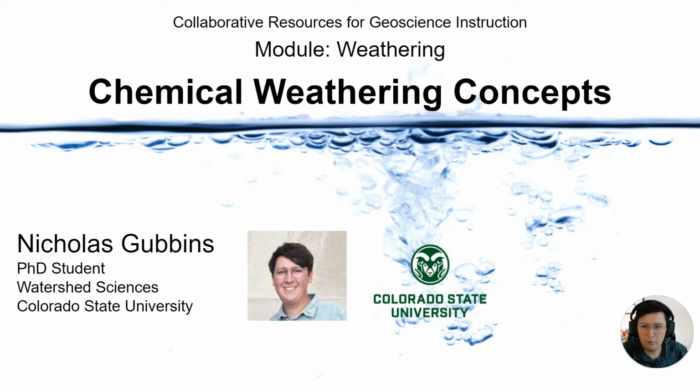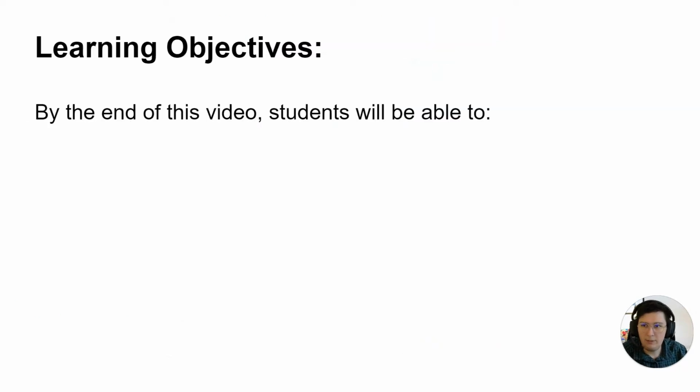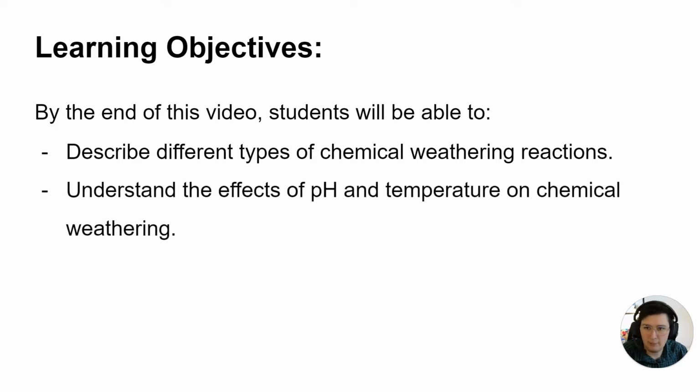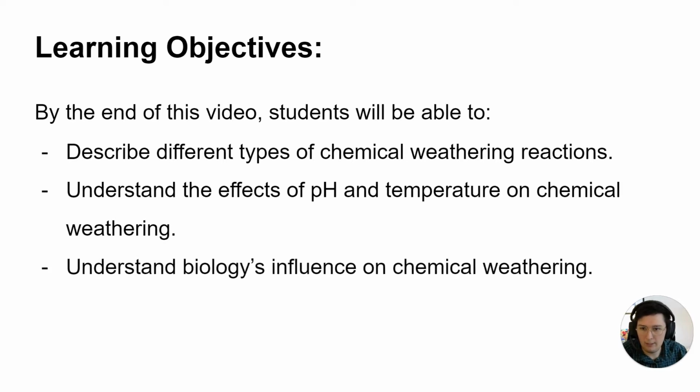This time to dig in a little deeper on chemical weathering and talk about some of those concepts. So the learning objectives for this video are, by the end of this video, students will be able to describe the different types of chemical weathering reactions, understand better the effects of pH and temperature on chemical weathering, and understand biology's influence on chemical weathering. So let's jump right into those reactions.